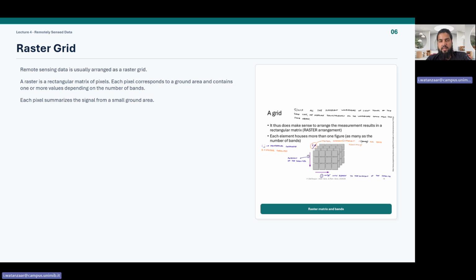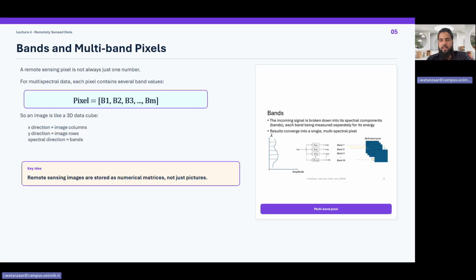What is a raster grid? A raster grid is a rectangular matrix of pixels. The unit of the raster grid is still the pixel, and it has a rectangular shape. This is exactly the same as the pictures given on the right side. So this is one band, two bands, three bands, multiple bands in the k direction. On the x axis, we have the image columns. In the y direction, we have the rows of the image. This is how a grid can be represented. I also touched on bands and multi-band pixels in the previous slide, where we saw exactly the same thing.